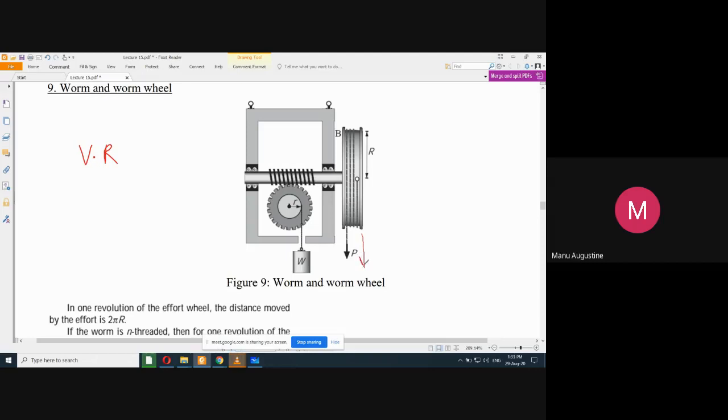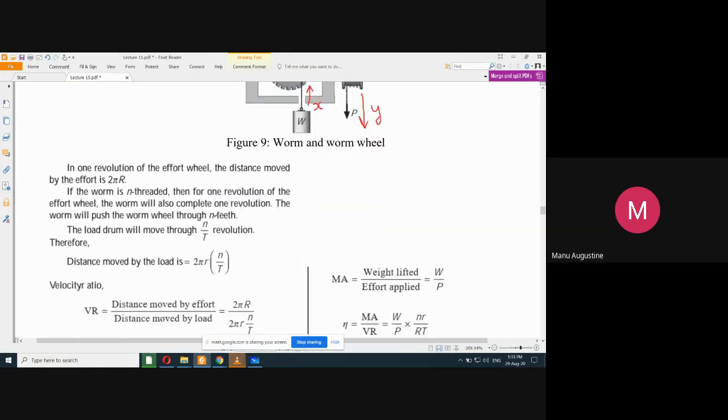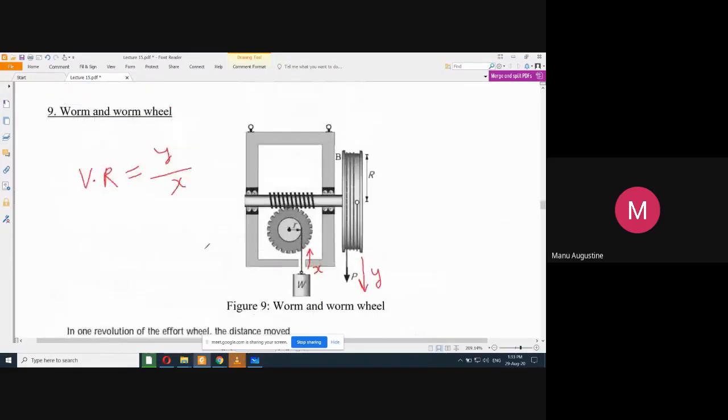If I pull this rope downwards, then I will get a displacement y for the effort. And I want to find out what will be the eventual climb, or by how much distance will the load climb upwards, x. So the velocity ratio, then I can put it as the ratio of y upon x. This is what I am after. But in order to come to that derivation, you have to understand a lot of terminology of worm and worm gear before starting with the derivation.